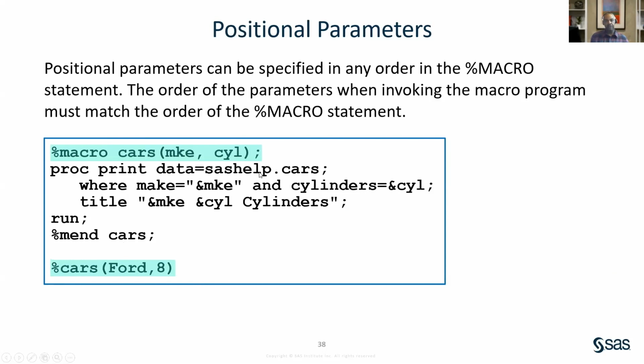So in this proc print, I'm going against sashelp.cars, where there's a column in SASHELP called make equals, in quotation marks because I want it to be part of a literal, and that will resolve to Ford, and cylinders equals 8. Run statement. It will send that proc print, process that proc print, and give you a listing based on your request. Positional parameters. When you define them, when you call them, they have to be in the same order, respectively.